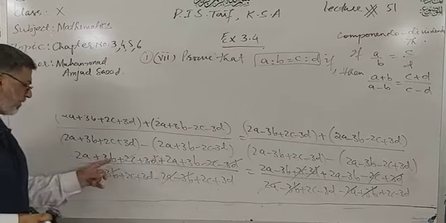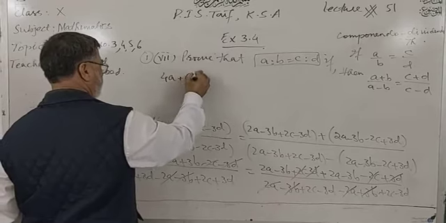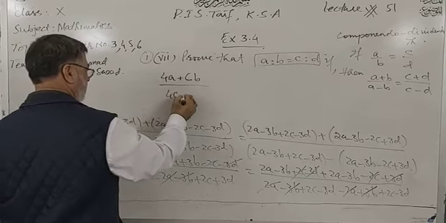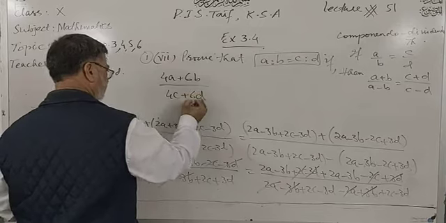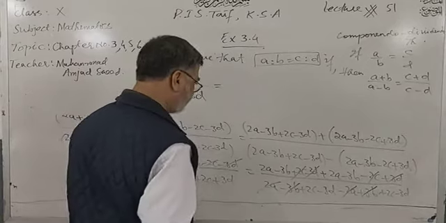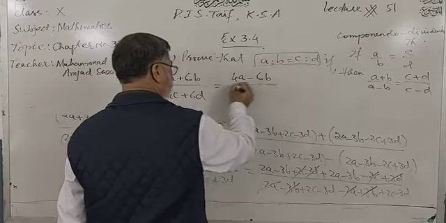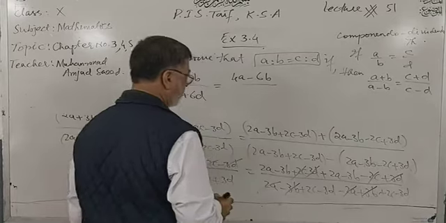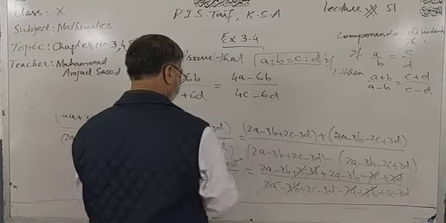2A plus 2A is 4A plus 6B, so 4A plus 6B over 4C plus 6D is equal to 4A minus 6B. 2A plus 2A is 4A, 3B and 3B is minus 6B. Then 4C minus 6D.